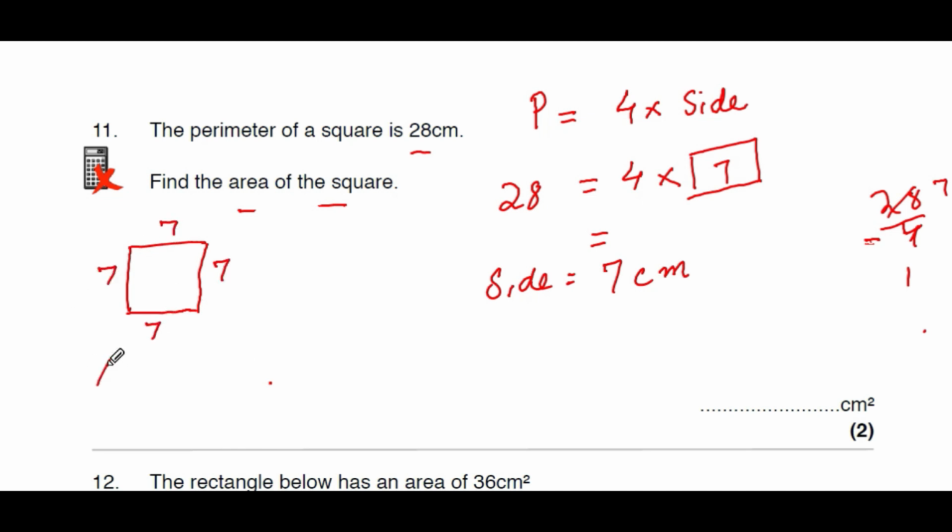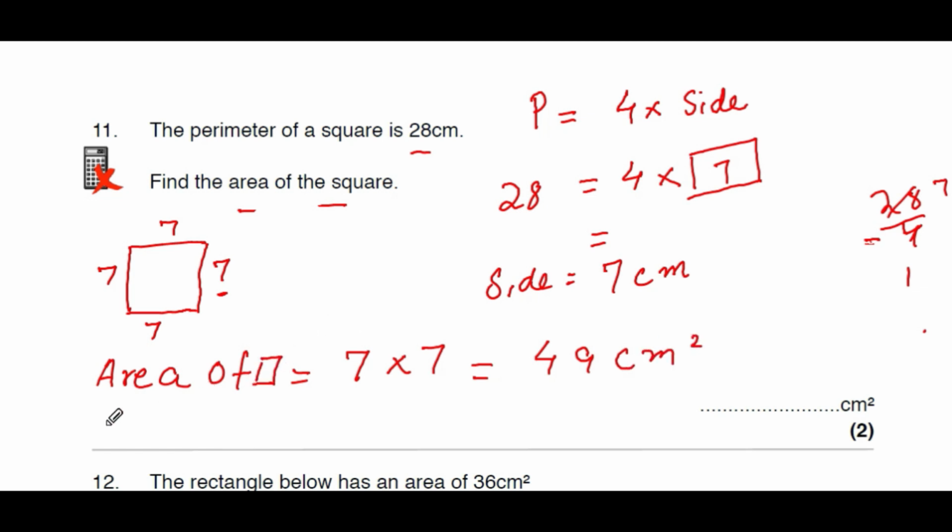Alright, so what will be the area of the square? For finding the area of a square, you have to take the square of the side, that is 7 centimeters. You need to multiply it 2 times. That is 7 times 7, which is 49 centimeters squared, the area of the square. Whenever you need to find the area of a square, you multiply the side with itself. Like it is 7, so you multiply 7 times 7, which will give you 49 centimeters squared. So this will be your answer here.